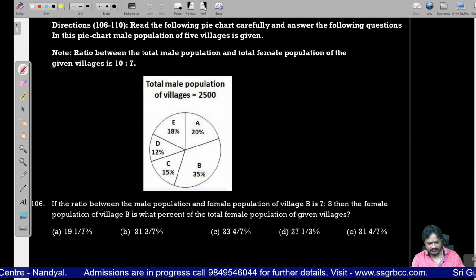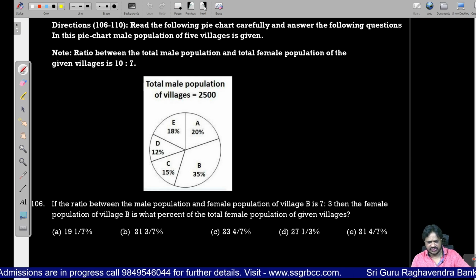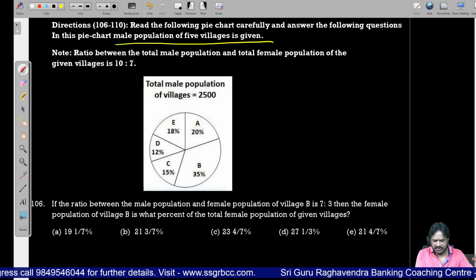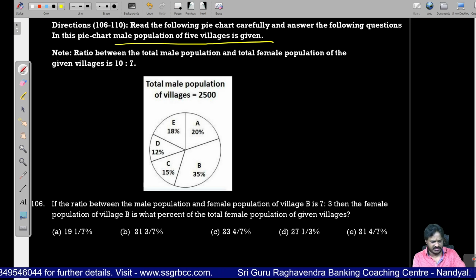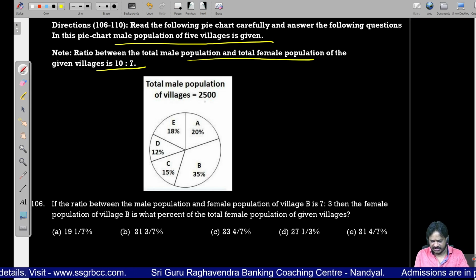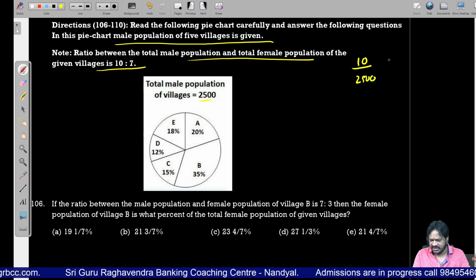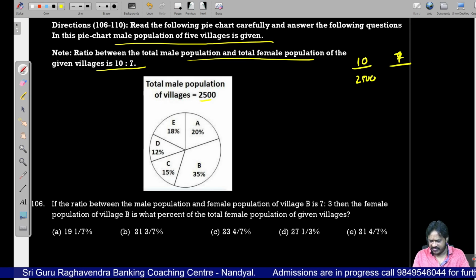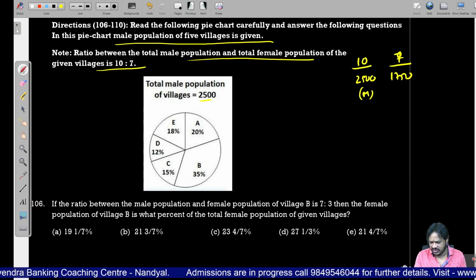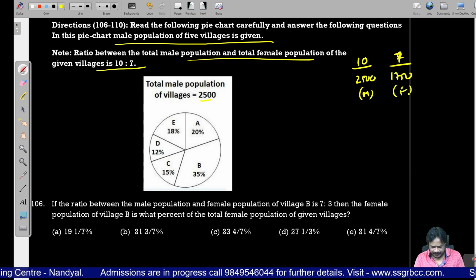Questions 106 to 110. Read the following pie chart carefully, then answer the questions. Here, in this pie chart, only the male population of the village is given. The ratio of males to females is 10:7. That means 10 parts is 2500, each part is 250, so 7 parts will be 1750. So males are 2500, females are 1750. Let us move to the first question.